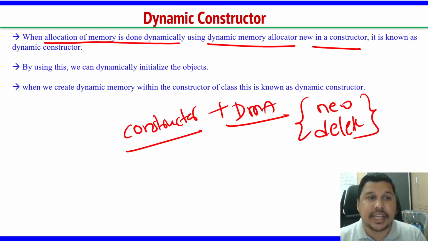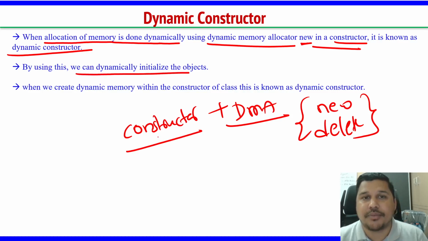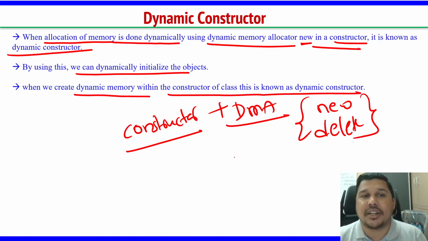Let's see the understanding here, right? When allocation of memory is done dynamically using DMA, that is new, in a constructor, it is known as a dynamic constructor. By this, we can dynamically initialize the objects. So when we create dynamic memory within the constructor of a class, it is called a dynamic constructor.